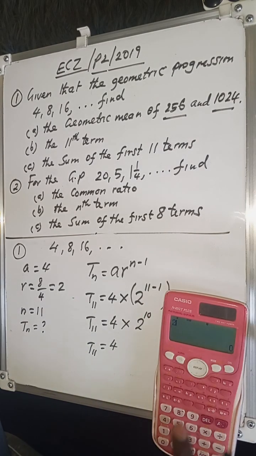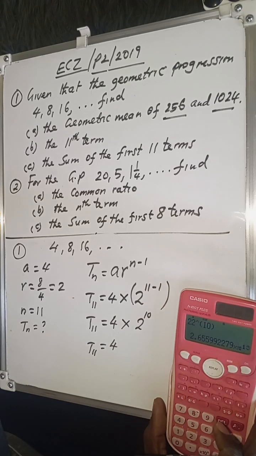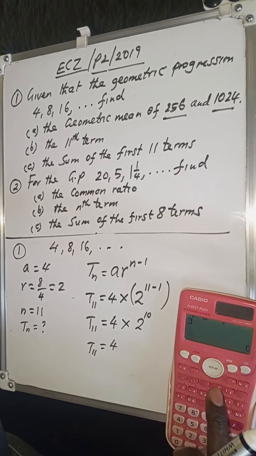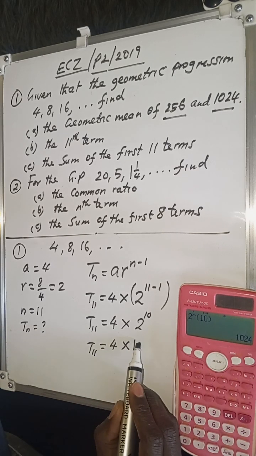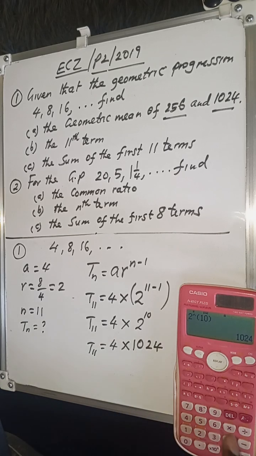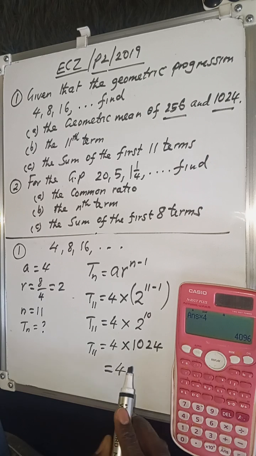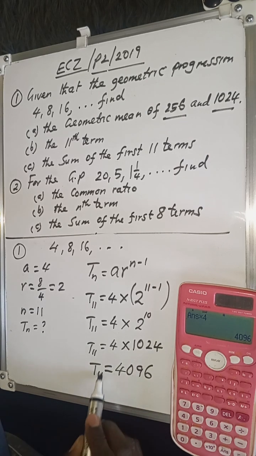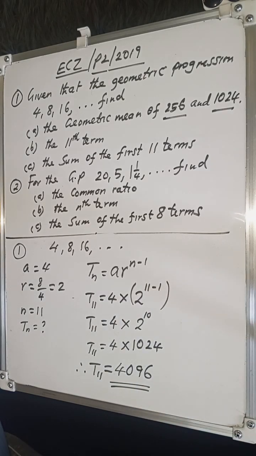So you can work out what 2 raised to the power 10 is. It is giving me 1024. So 1024 multiplied by this 4 is simply giving me 4096. So the term in the 11th position is simply 4096. So that is how you can go about that. Please pay attention as you carry out your calculation.